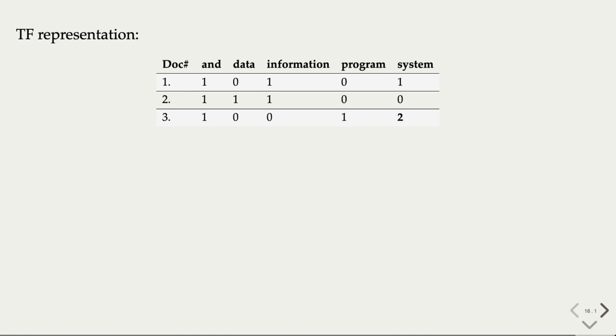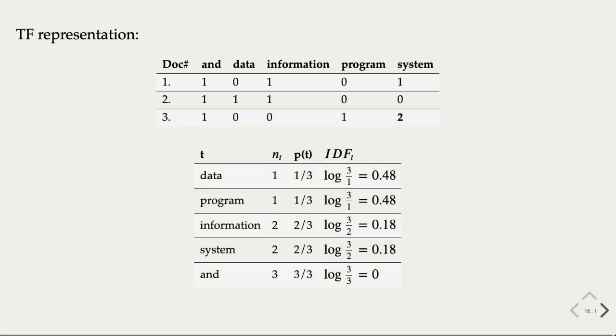Let's look at the example again to see how we can use TF-IDF to represent the documents. Remember, we have this term frequency representation of the documents. Document 1: n appears once, information appears once, system appears once. For document 3, term n appears once, program appears once, and system appears twice. Now we can compute the IDF based on the probabilities. Data appears in only one document, so the probability of seeing the term data is 1 out of 3. The IDF is the logarithm of the inverse probability, so it's log 3 divided by 1, which is about 0.48.